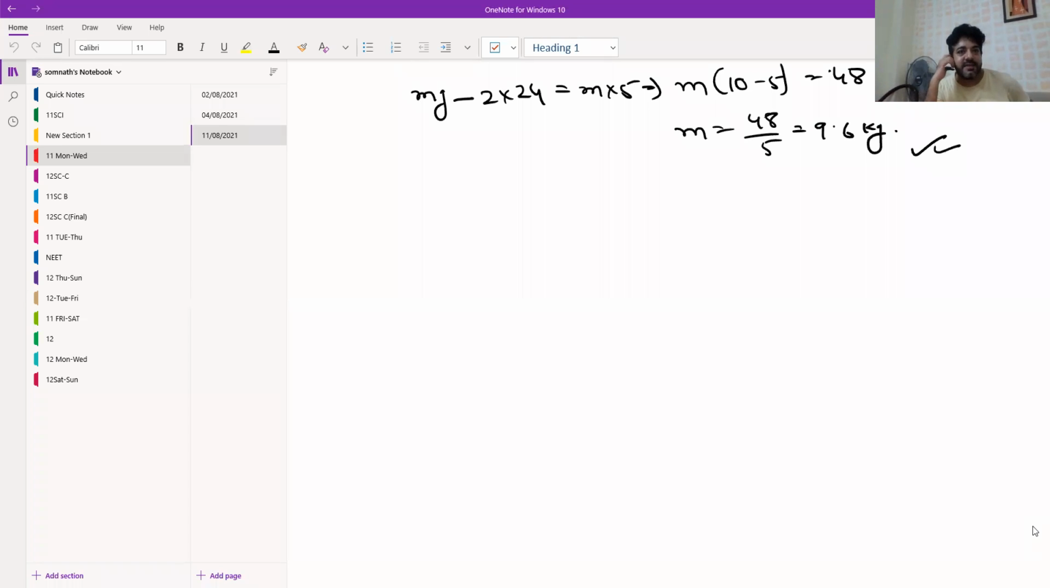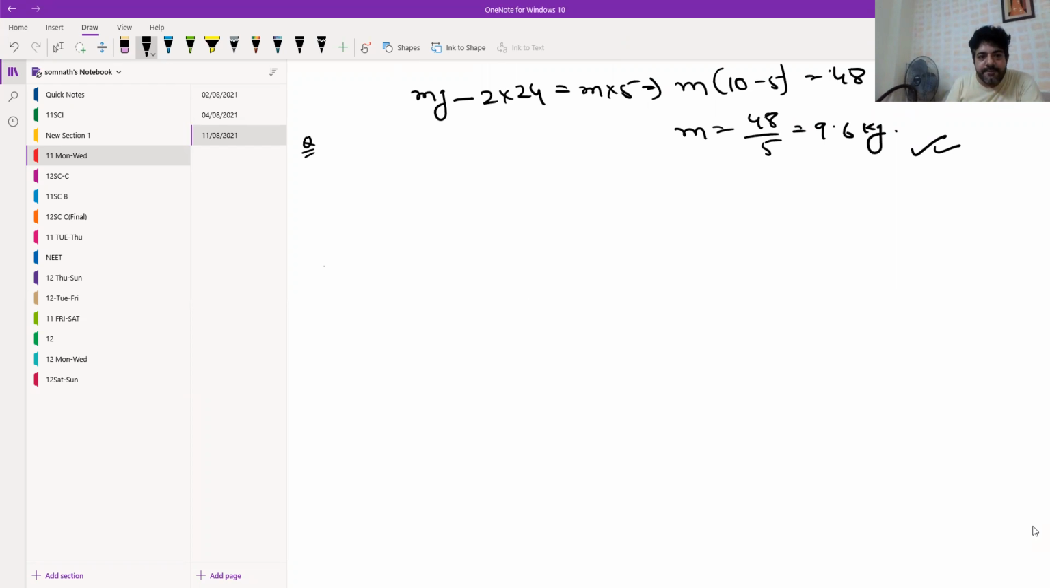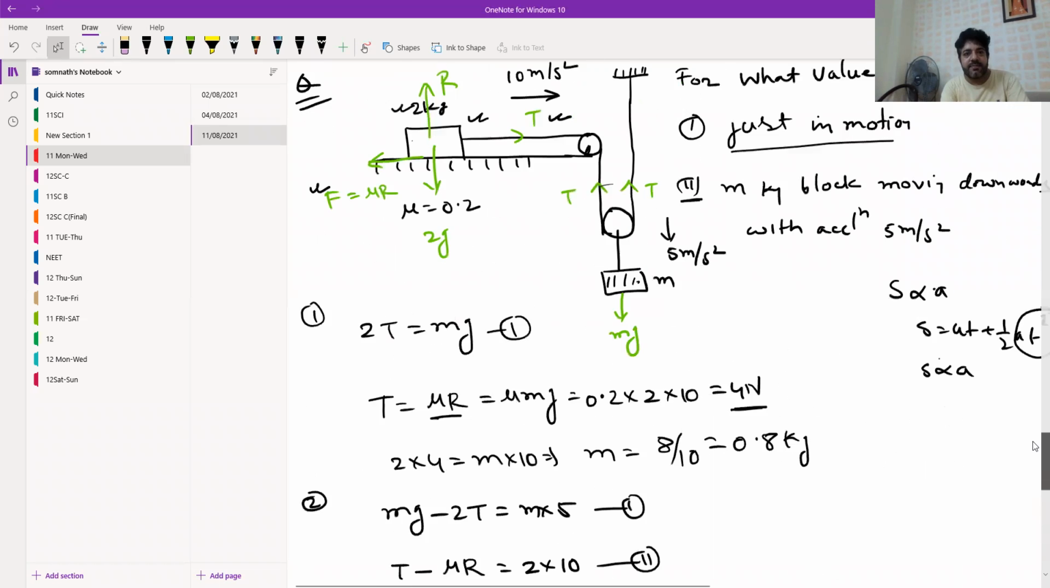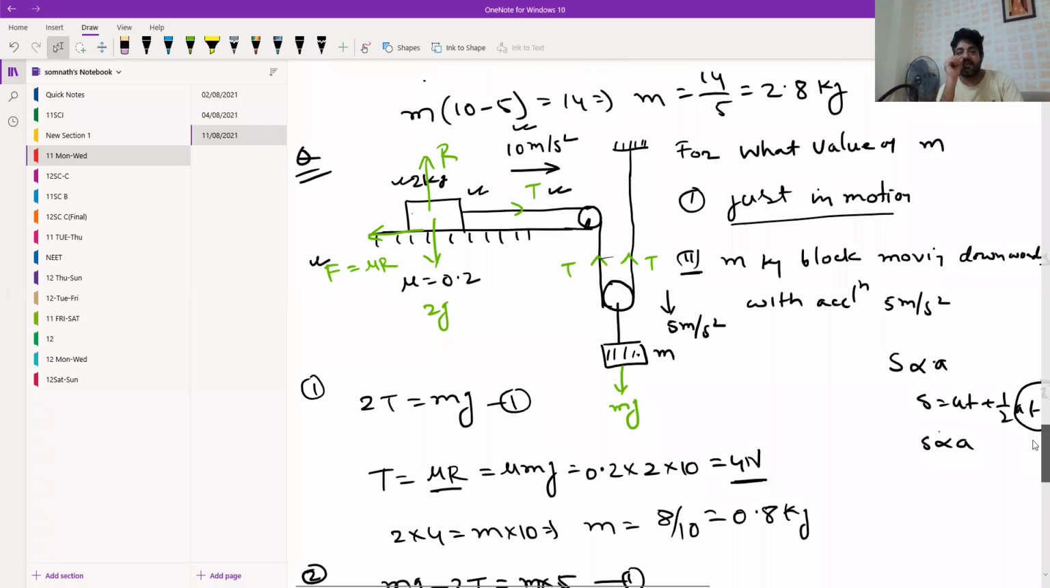I think it's the second lecture for the topic friction. So we start with some question. My first question is the same as the previous one. If you see the previous question, then you realize it. This is the last question in the first class.